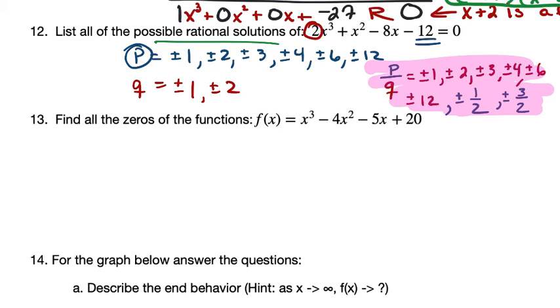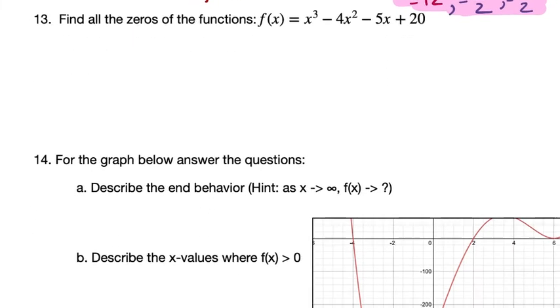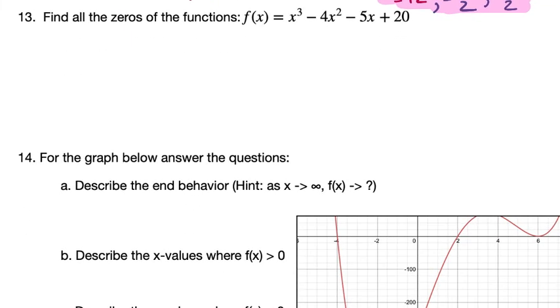That brings us to problem 13 here. Find all the zeros for this thing. So, first step, get it equal to 0. Second step, I'm going to do P's and Q's. I'm going to find out what these solutions could be.